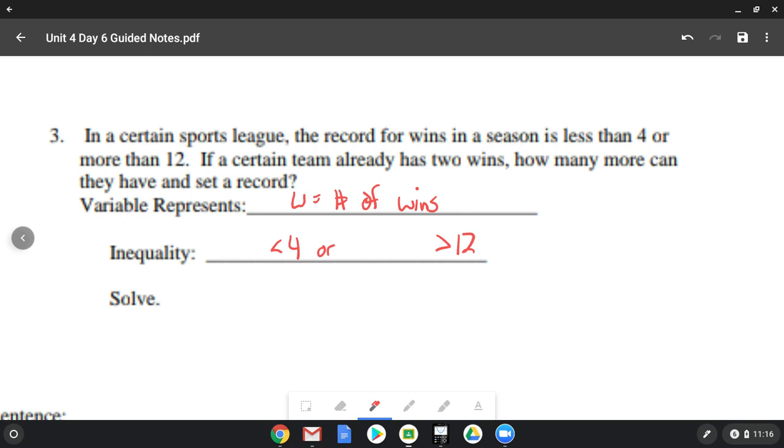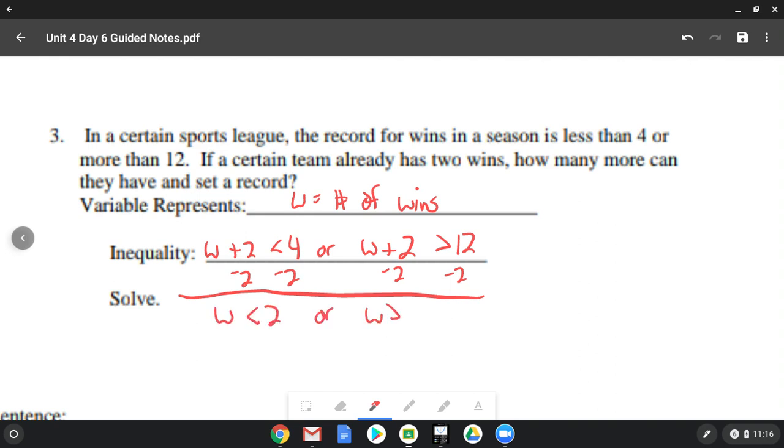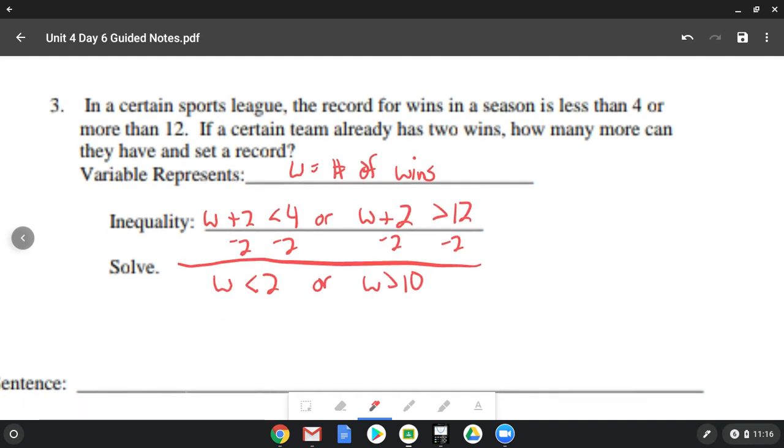They already have 2, so it'd be, oh, not X, we use W, sorry. W plus 2 for both of these, because that's how many wins we already have. And we're not sure with the W how many wins they need for both of these. So we'd subtract 2 from both sides. We'd get W is less than 2, or W is greater than 10. And then we have our answer, because our W's are by themselves.